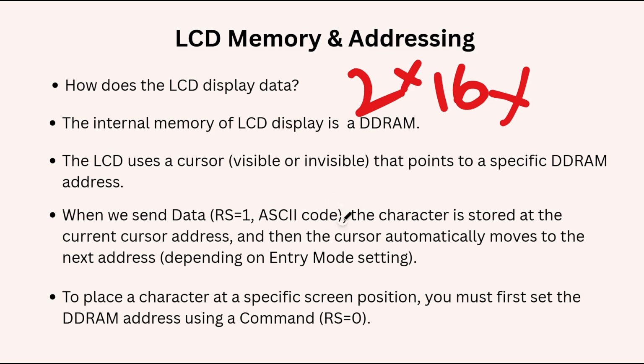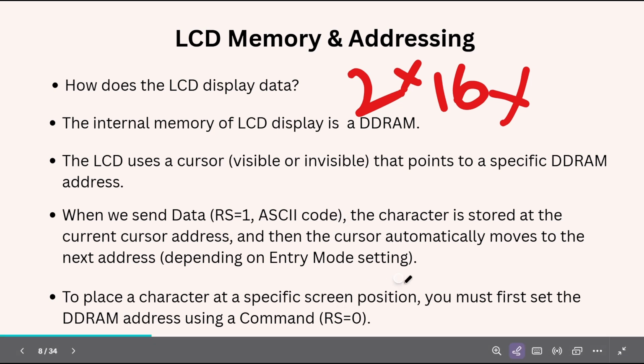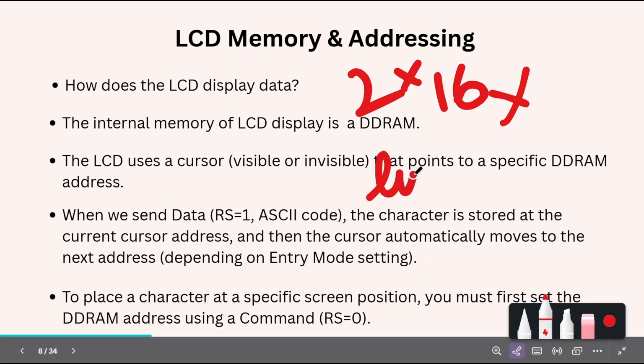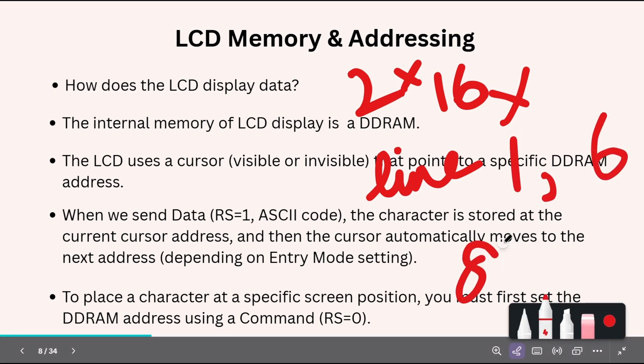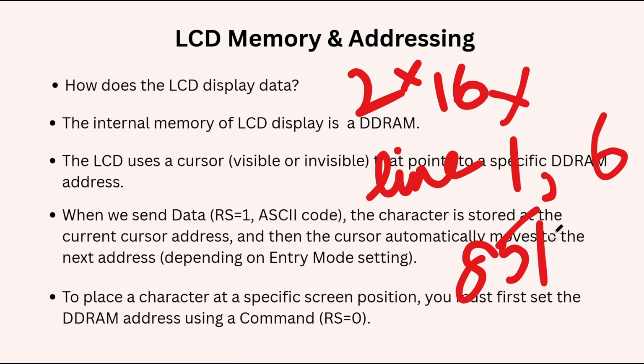To set the cursor position, we must first send a command to the DDRAM address. For example, to set the cursor to line 1 position 6, we have to send the command 85H to the DDRAM with RS equals 0, because 80H is the base address of line 1, and adding 5 would give us the 6th position. After that, we can send the character data with RS equals 1, because as I explained earlier, RS is to differentiate command mode and character mode.